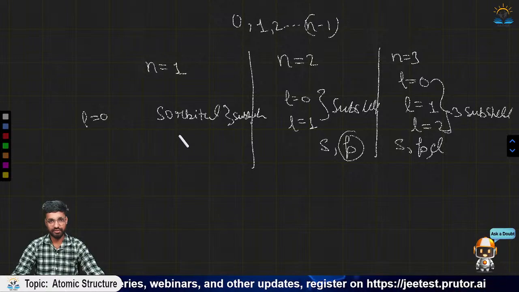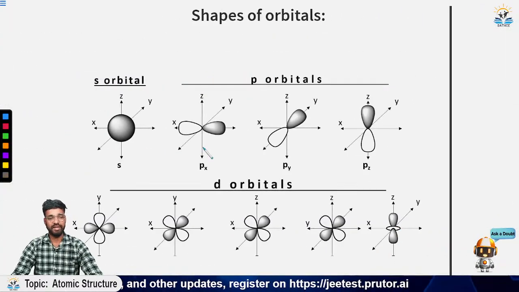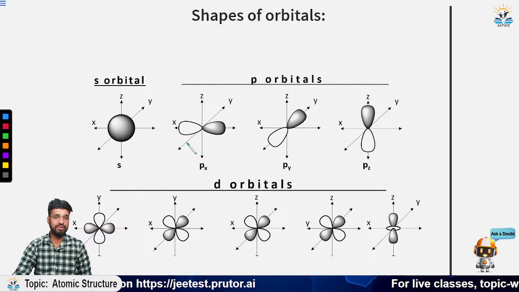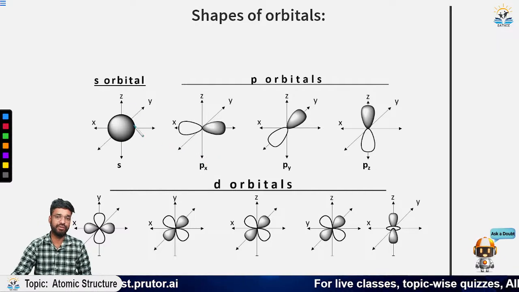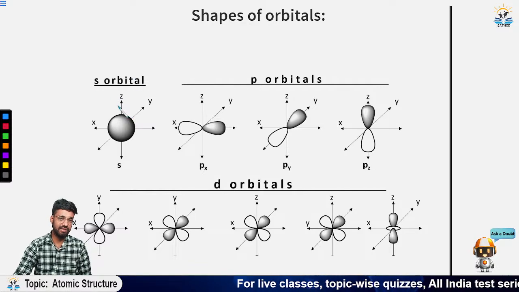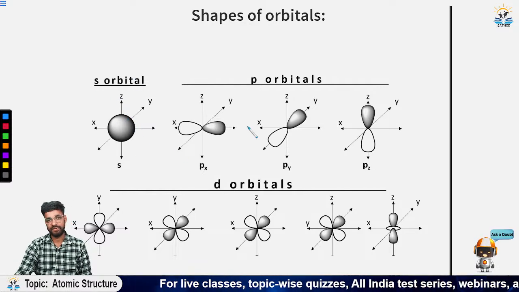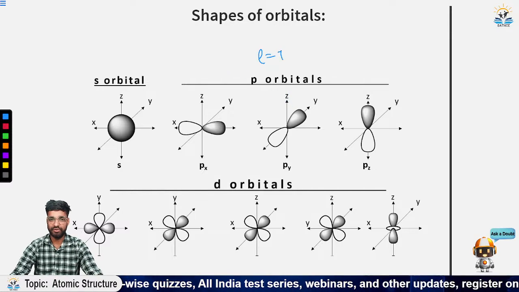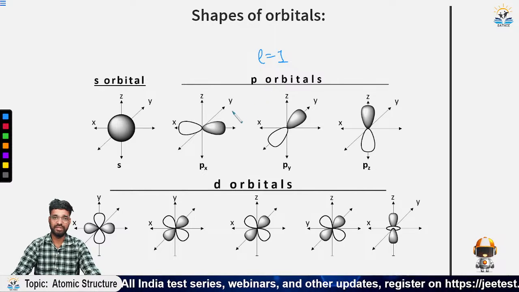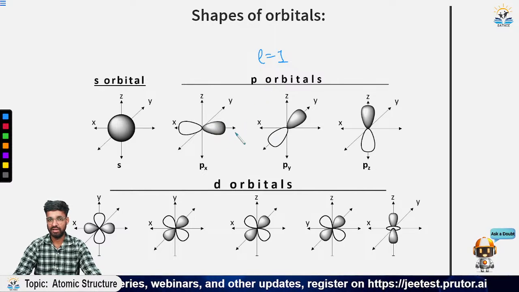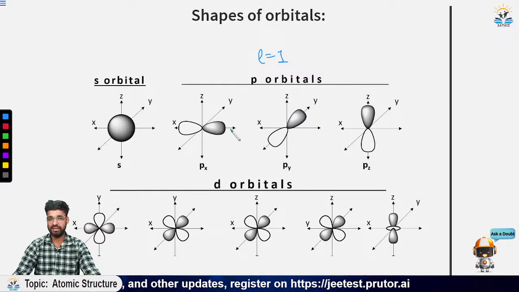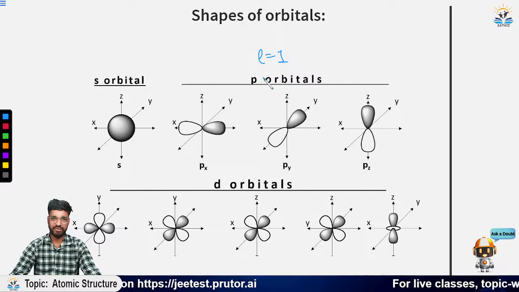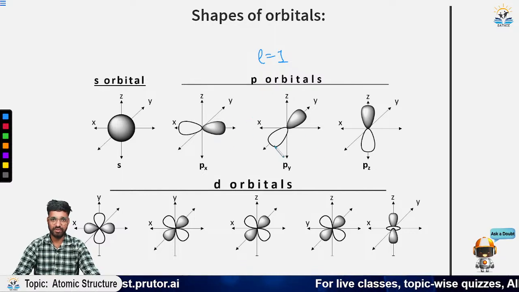So for L is equal to 0, here are the diagrams of each and every subshell that we have. For L is equal to 0, we have the s orbital that is spherical in shape. Then for L is equal to 1, we have the p subshell which has 3 orbitals, that is px, py, pz. How these 3 orbitals came, we will see later.